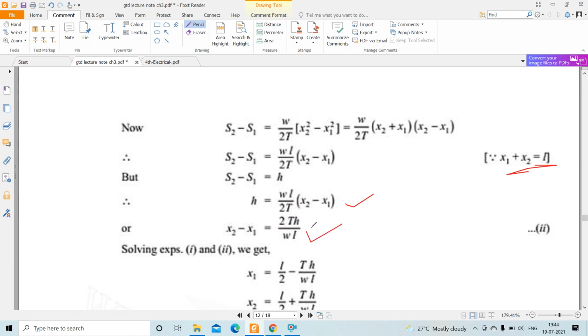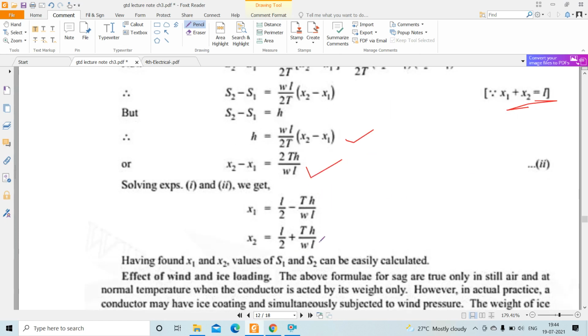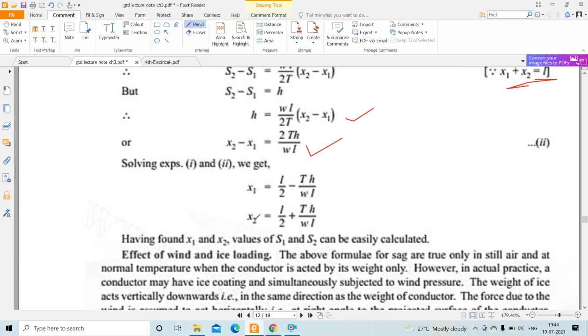W is the weight of the conductor per unit length. So x2 minus x1 you can find out, and x1 plus x2 is equal to L, which is given. From these two equations, by solving them, we find the x1 value and x2 value, that is L by 2 minus Th by WL and L by 2 plus Th by WL. These are the values of x1 and x2.